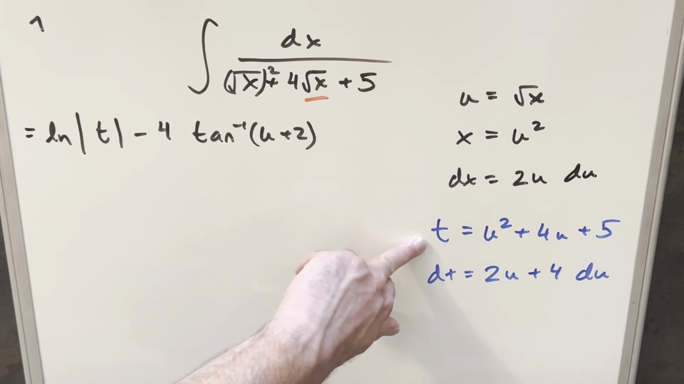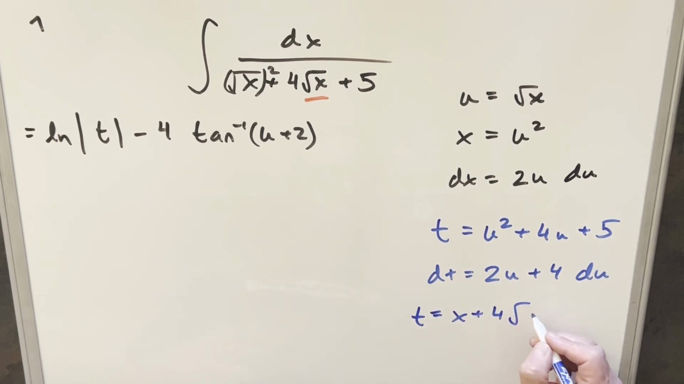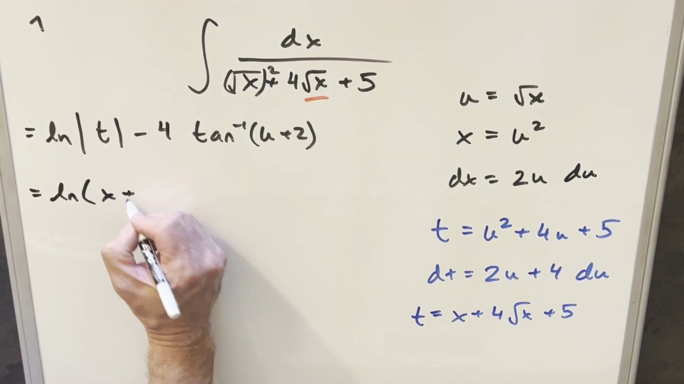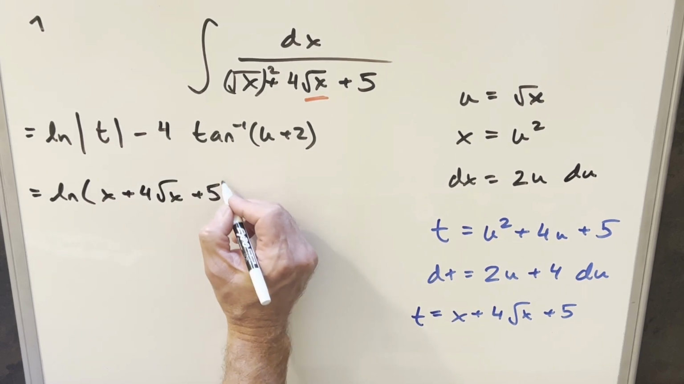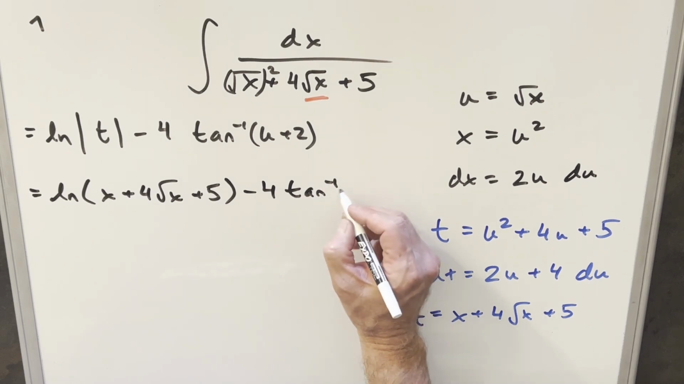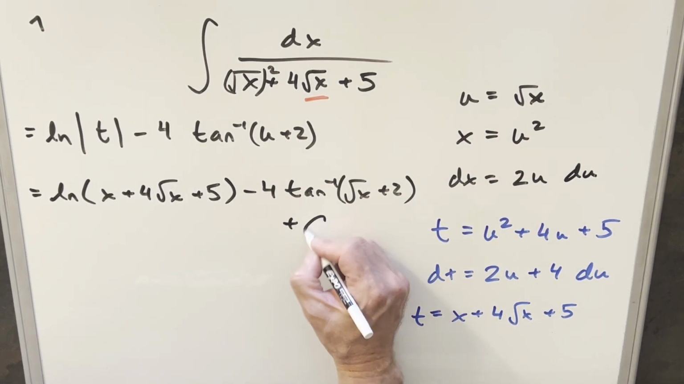Before I do it, let's just get a value for t in terms of x. So we're basically just putting it back to the way it was in the original. This is going to become for t, x plus 4 square root of x plus 5. So we'll back substitute, but this t value is always going to be positive, so I'm going to drop the absolute value. We can write it as natural log of x plus 4 square root of x plus 5. And then here minus 4 arctan of u, which is square root of x plus 2. And we just add a plus c on there, and that's it.